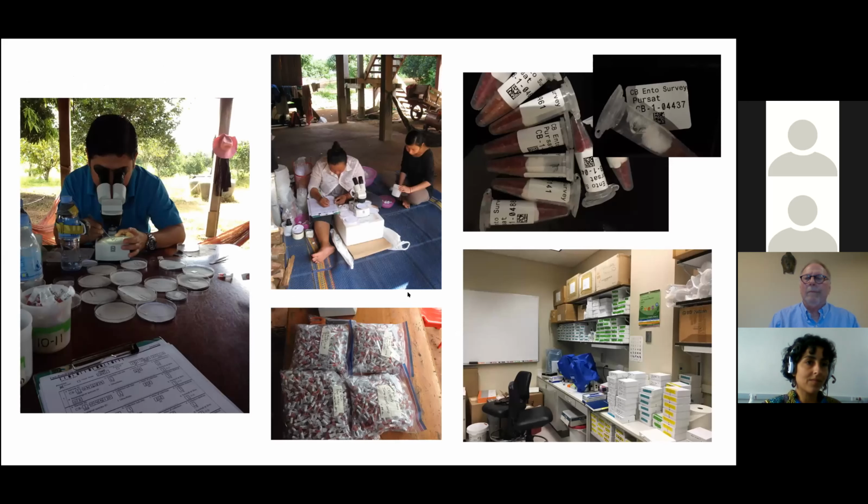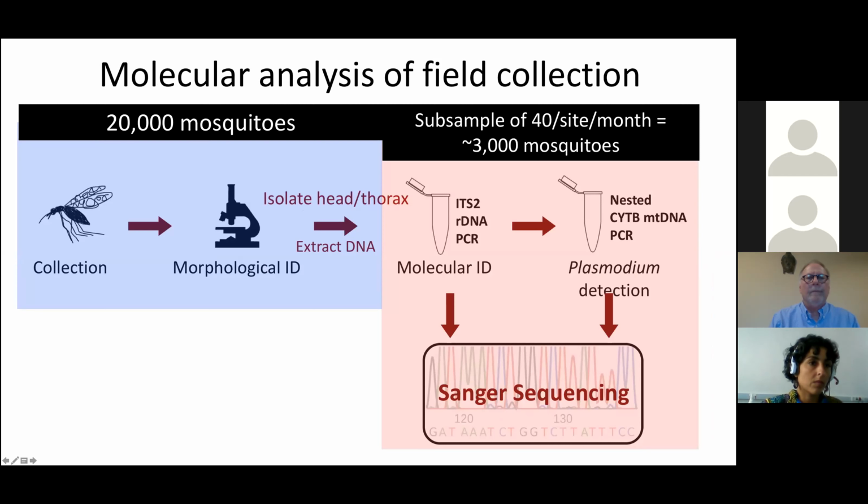Here's some of our field team. Because we collected so many mosquitoes, we couldn't molecularly analyze all of them. And so we selected a subset of those 20,000 mosquitoes, about 40 mosquitoes per site per month. We took just the head and thorax and extracted DNA and did molecular typing for molecular ID based on ribosomal DNA ITS2 sequence. And also a Plasmodium detection and then sequencing to confirm any Plasmodium positives.